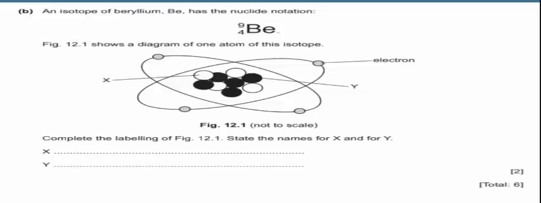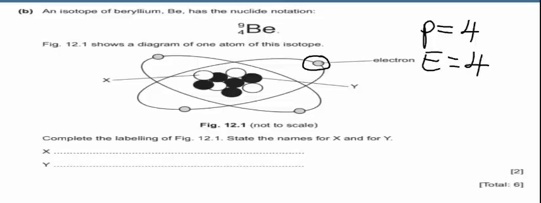Then the next question, which is B. An isotope of beryllium, Be, has the nuclide notation where we're going to have the mass number of 9 and the proton number of 4. Figure 12.1 shows a diagram of one atom of this isotope. So this one here is showing the electrons. So how many electrons do we have here? We have about 4 electrons. Now, since electrons are equal to the number of protons, the protons are also going to be 4. So protons here we have 4, electrons here we have 4. Electrons are equal to the number of protons.